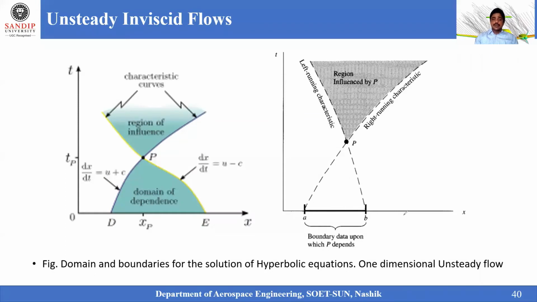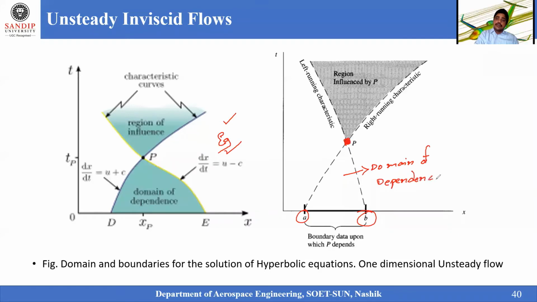even in this one, you can write it as A and B. So there are two types of representation, where I went with the previous example. This is with respect to the previous example, or you can even discuss in this way. That is where the point P is being influenced by this A and B. So that is the boundary data upon which P depends. And if you see the left running characteristics and the right running characteristics, this is the domain of dependence and region of influence.